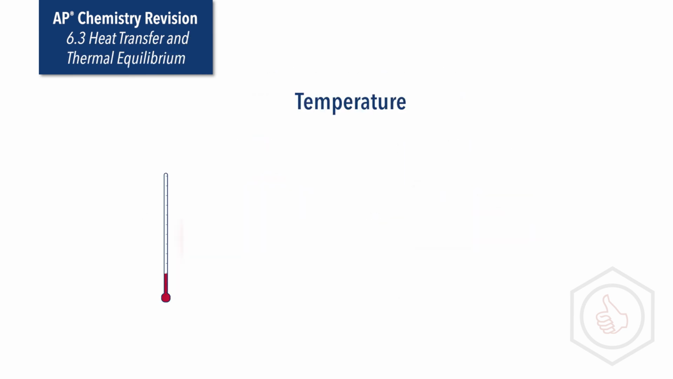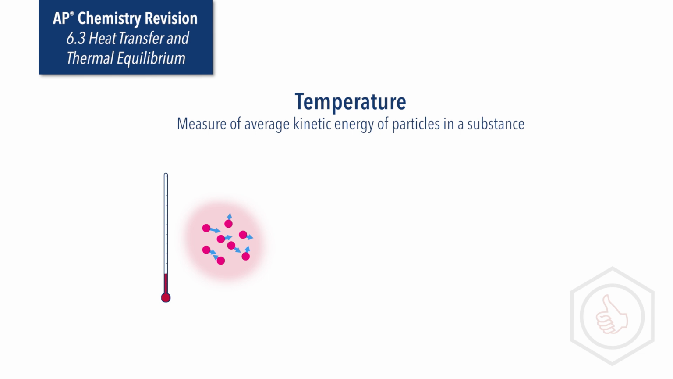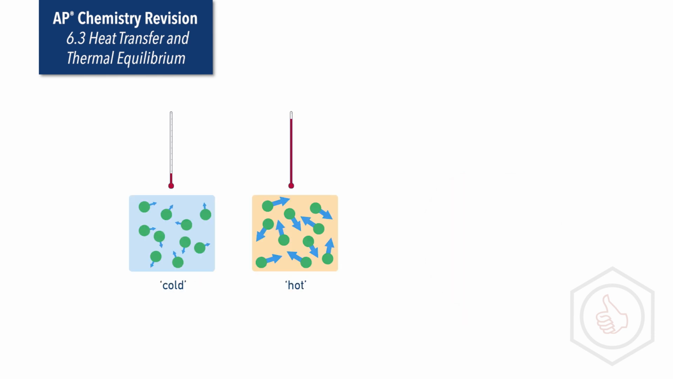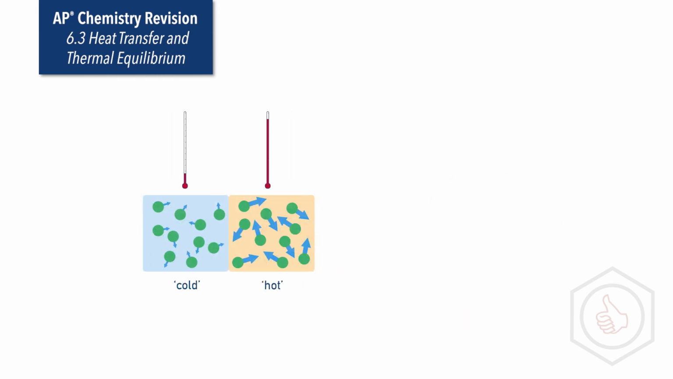Temperature is a measure of the average kinetic energy of the particles in a substance. In a warmer object, particles move faster, and in a cooler object, particles move slower. When two objects at different temperatures come into contact, energy is transferred through collisions between particles.